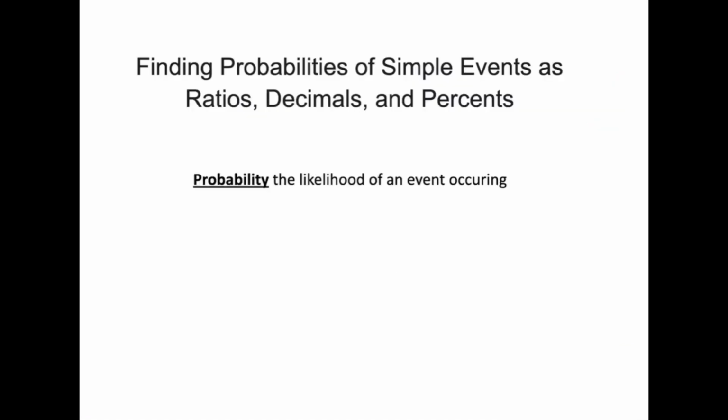In this video, we're going to find probabilities of simple events, and we're going to write them as ratios, decimals, and percents. Probability is the likelihood that an event will occur.